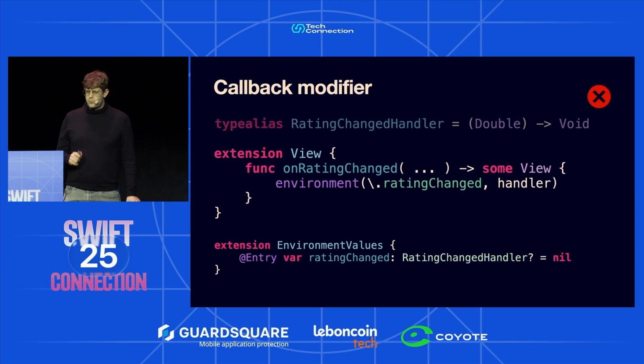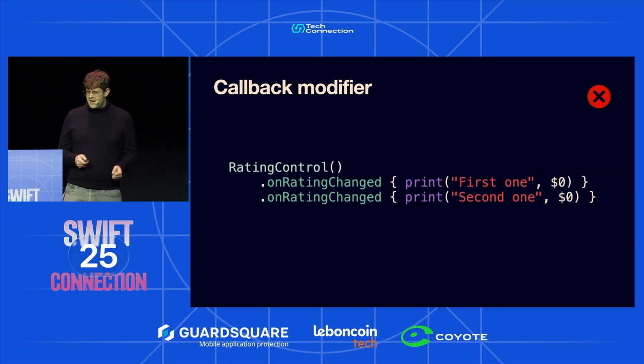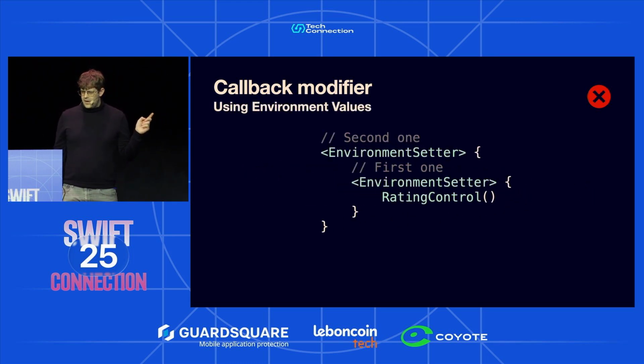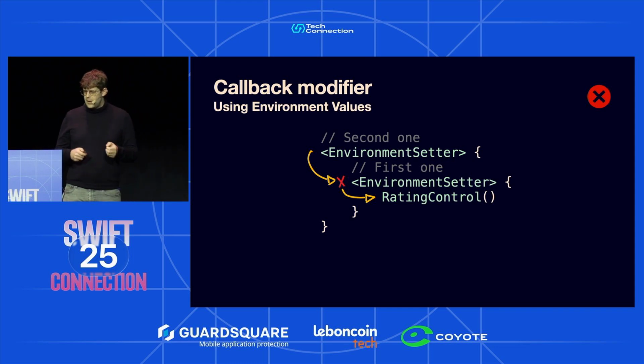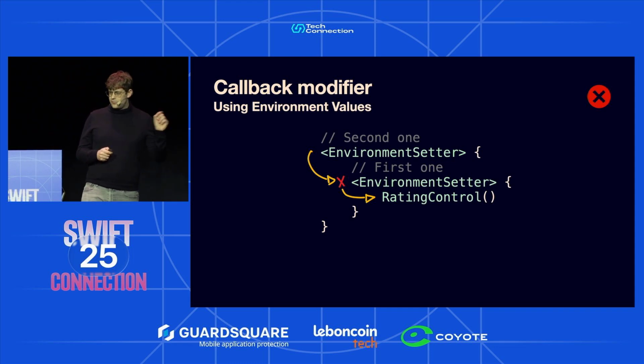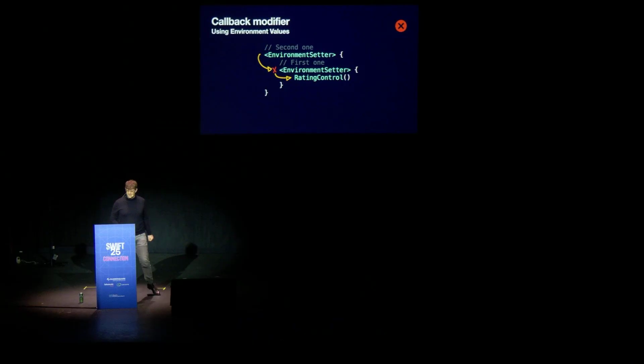We can try to implement that with environment. So maybe we can just store the callback inside the environment and call it with the environment value. But the problem with that is that if you decide to put more than one modifier, you will end up in a dead end, because environment will actually provide the environment to the child by creating some kind of hidden view that just does that. And because of that, the second one will set on the first one and override the value. So you will only get the first one to be called in the end.